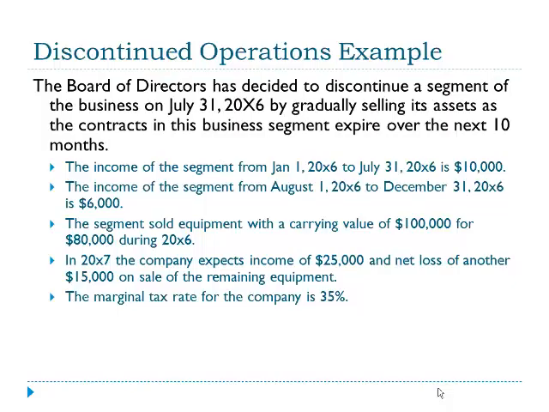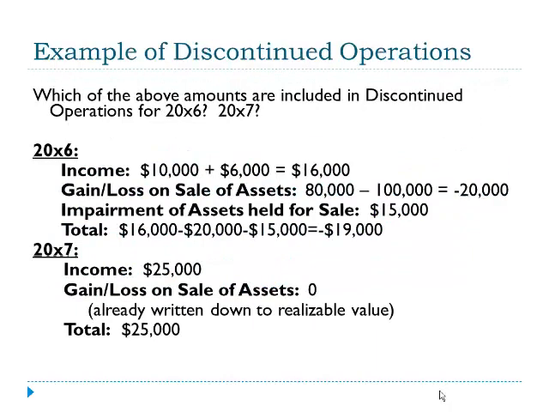The segment sold equipment with a carrying value of $100,000 for $80,000 during the year. That's a loss of $20,000. In 2007, the company expects income of $25,000 and a net loss of another $15,000 on the sale of the remaining equipment. The marginal tax rate for the company is 35%. Which of the above amounts are included in discontinued operations for 2006 and for 2007?